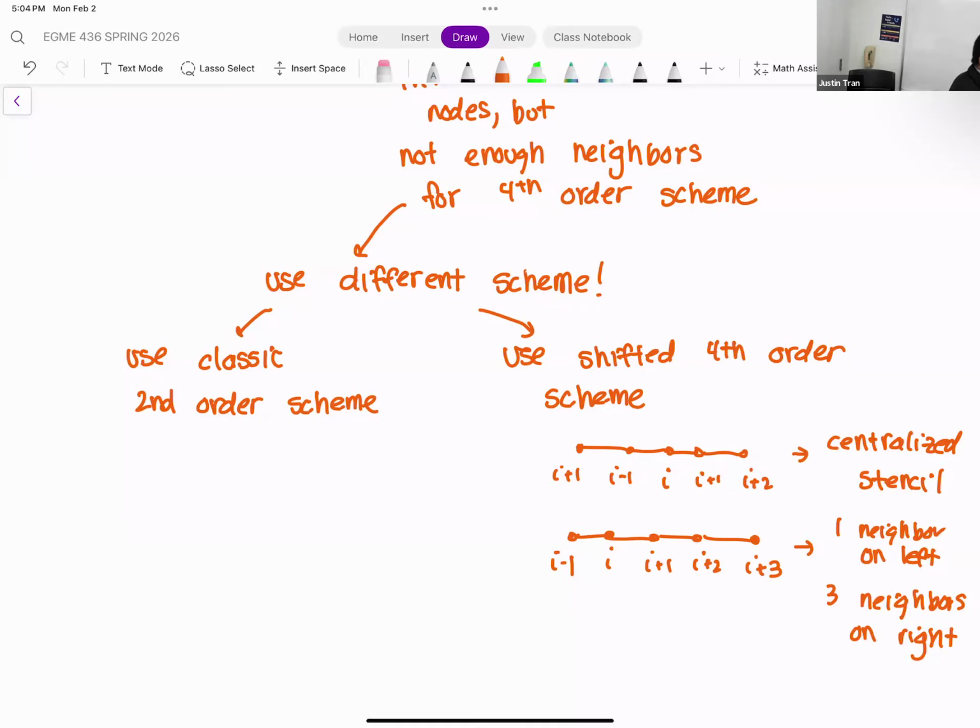On the centralized stencil, that first point, how is it I plus 1? Oh, I'm sorry. That should be I minus 2. Thank you. It doesn't make sense, it's on the left. It should be minus.